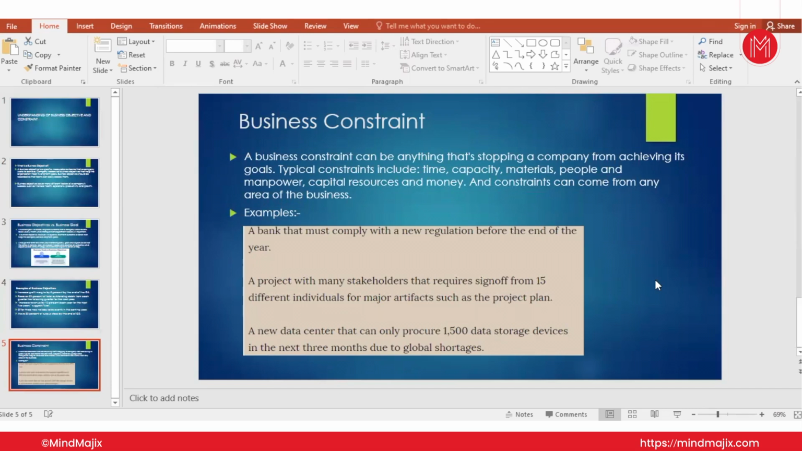Some examples: a bank that must comply with a new regulation before the end of the year; a project with many stakeholders that requires sign-off from 15 different individuals for major artifacts such as the project plan; a new data center that can only procure 1500 data storage devices in the next 3 months due to a global storage shortage. Those are business constraints, and we need to tackle that kind of constraint in our business. So that's all, guys, on business objectives and business constraints.